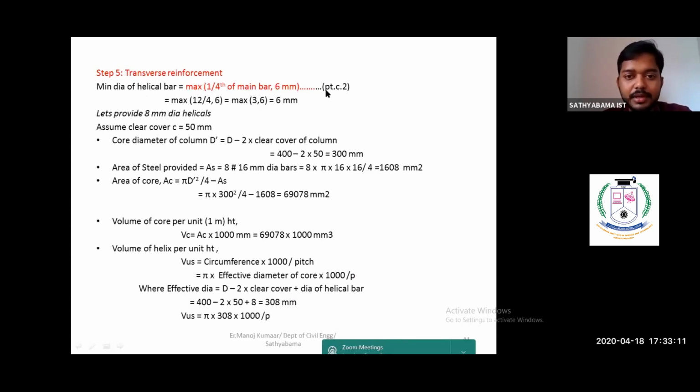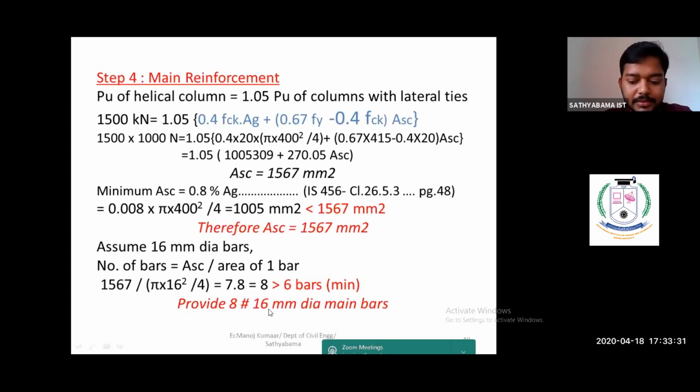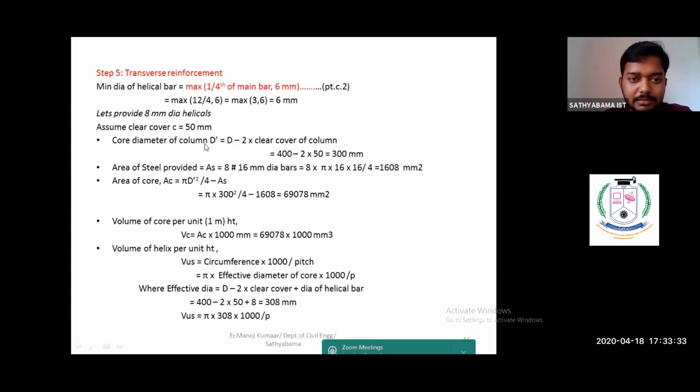As per clause C2 of IS 456, we have the minimum diameter of helical bar as maximum of 1/4 of the main bar diameter or 6 mm. So the maximum is 12 divided by, not 12, it is 16. 16 we have provided. So it is 16 by 4.